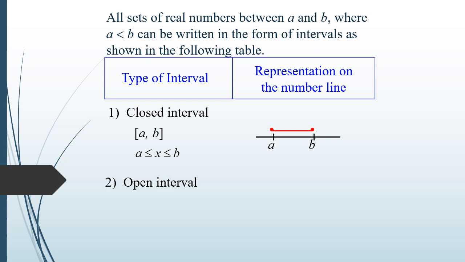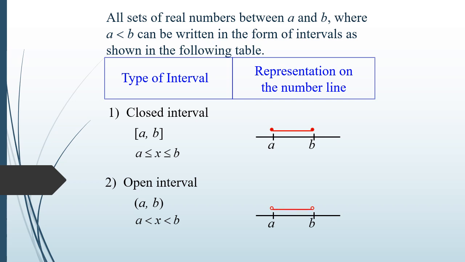The open interval, so we represent it as round brackets of A to B. So we only have A less than x less than B. And then how to represent it on the number line? So we have the empty dot, just an empty circle, and then connect the 2 points.